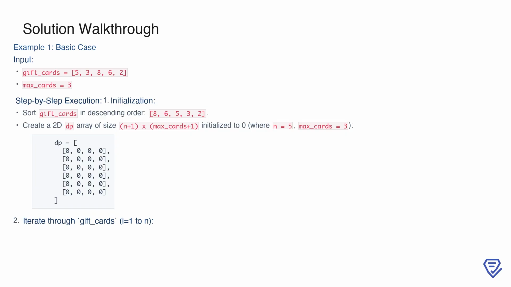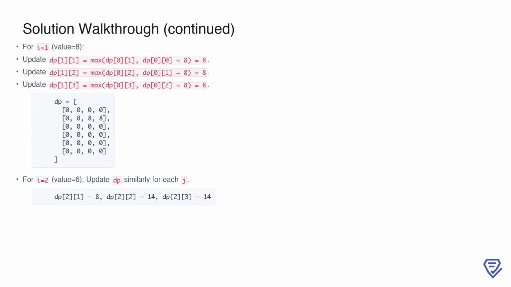The DP[i][j] entry will represent the maximum sum we can achieve using the first i cards while selecting up to j cards. With the setup complete, we move on to iterating through the gift cards to fill in the DP table. We begin processing each card to fill the DP table. For the first card, which has a value of 8, we update the table as follows: DP[1][1] becomes 8, as we can only select this card. Similarly, DP[1][2] and DP[1][3] also become 8, because selecting only one card gives the same result regardless of the maximum limit. After this step, the DP table reflects these updates.